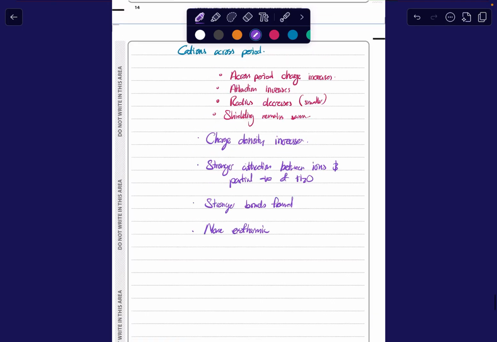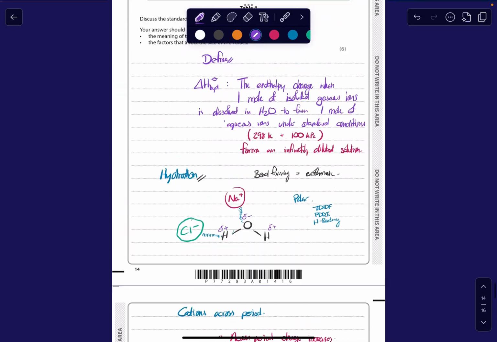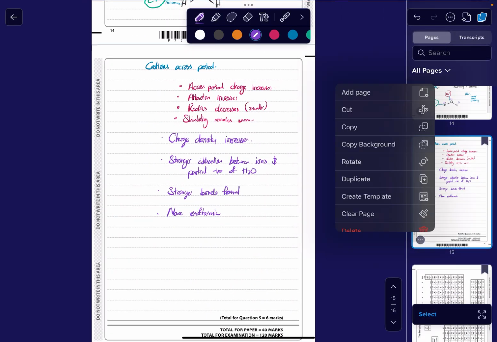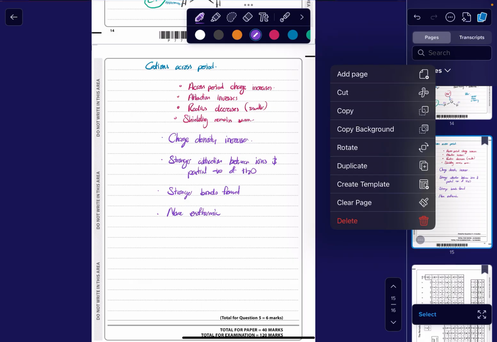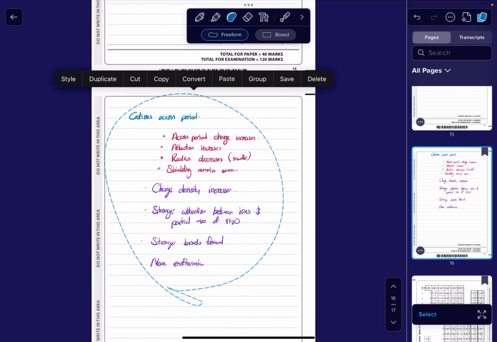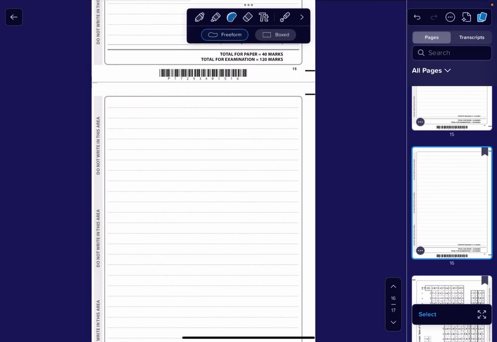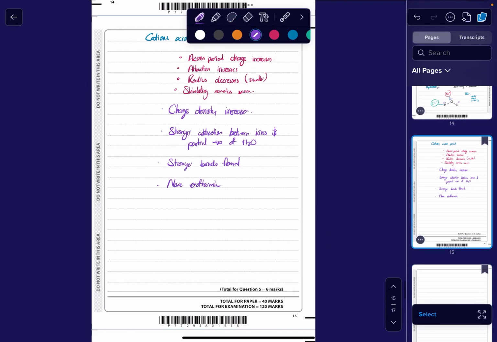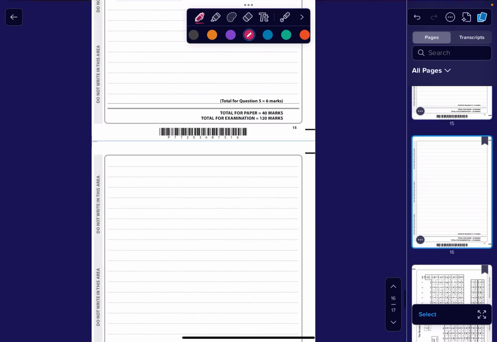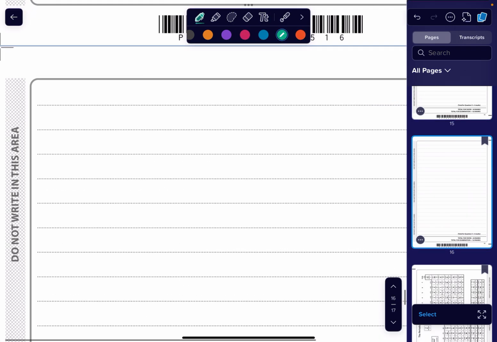Let's talk about anions. Oh, I don't have enough space. I'm going to make another page. Let's duplicate it. And this isn't because the question is so difficult you needed so much space, it's because I'm explaining it to you guys and writing loads. So, anions down a group.